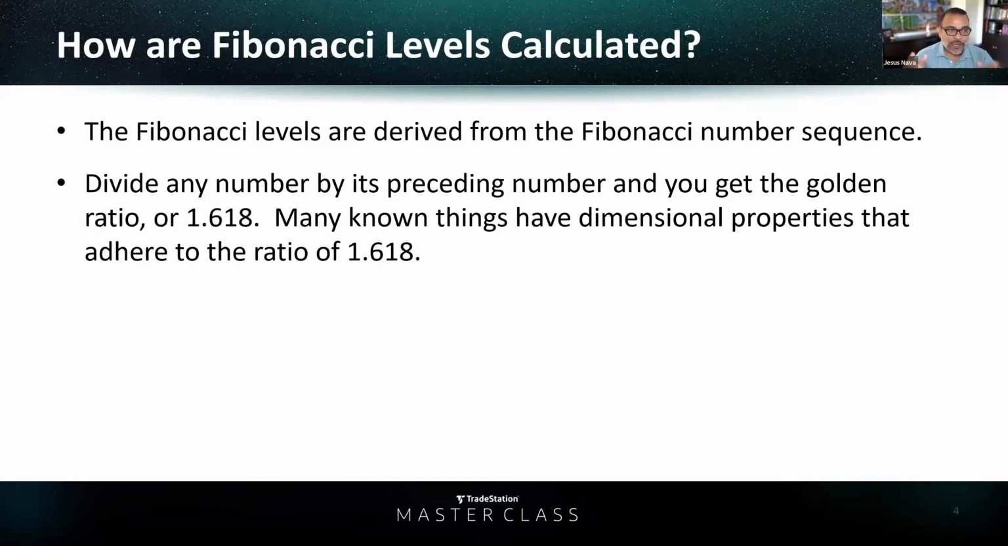And it says here that many known things have dimensional properties that adhere to the ratio. There are many examples on the web that adhere to this measurement. For example, the way that seashells exist, or some of the architectural buildings like in Athens conform to this golden ratio. Also, human anatomy, to a certain extent, conforms to this natural existence of the golden ratio. And what is happening today is we are applying the same golden ratio to the financial markets.